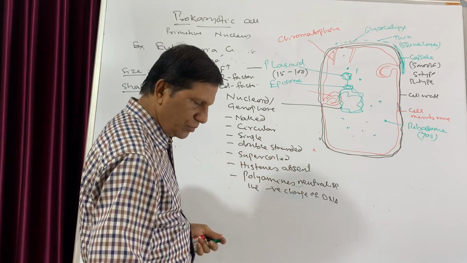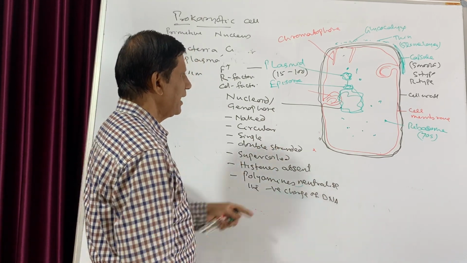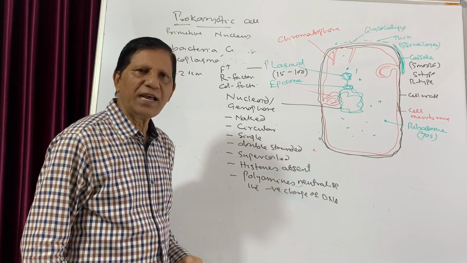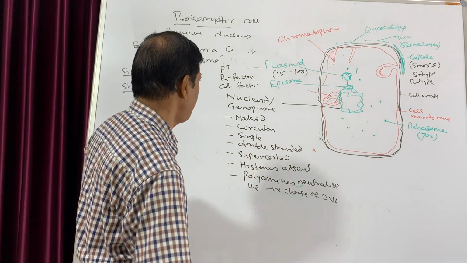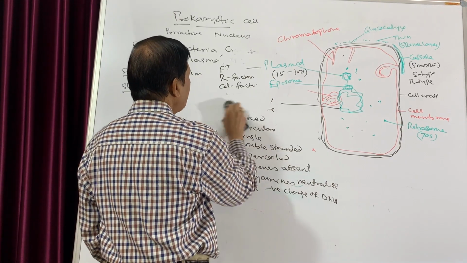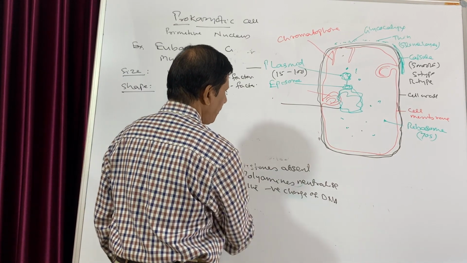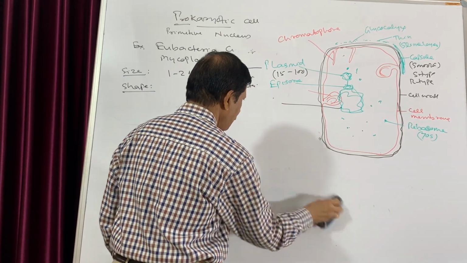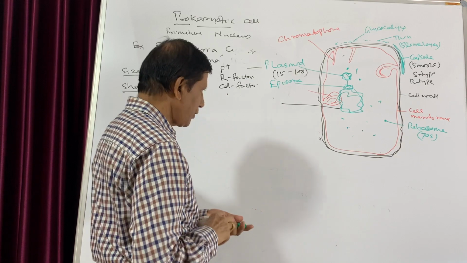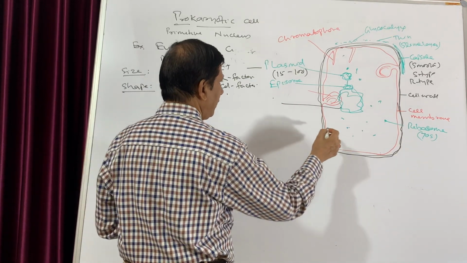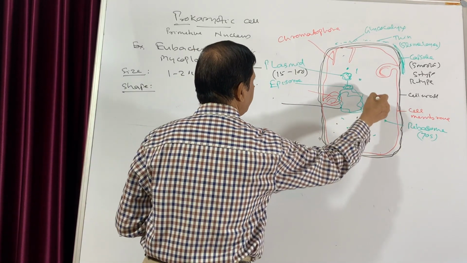Then in addition to all these things, inside the cytoplasm there are also certain inclusion bodies. And these inclusion bodies are mostly reserve food materials and gas vacuoles. So here there will be certain inclusion bodies.